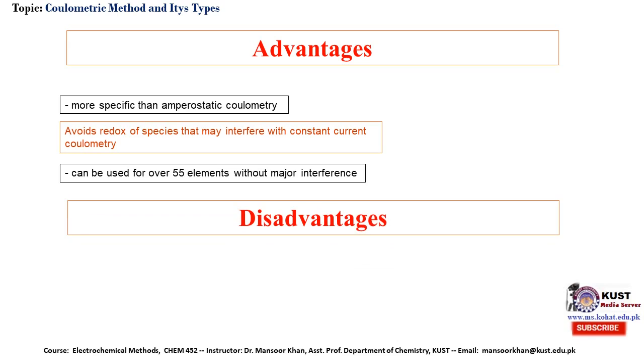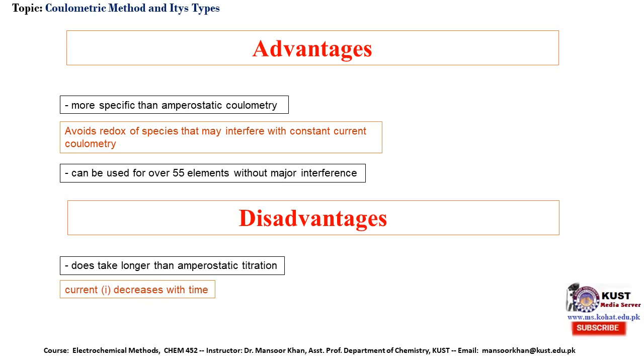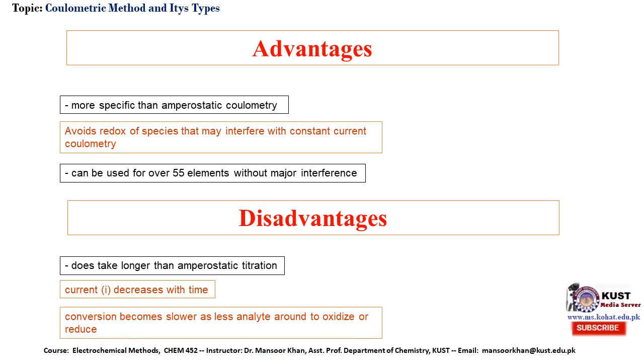While in disadvantages, it does take longer than amperostatic titration. It means that this technique is slower, or we can say time consuming, as compared to the amperostatic titrations. Current decreases with time. It means that the response is not constant. The current decreases with time, and also conversion becomes slower as less analyte is allowed to oxidize or reduce as the current decreases, so that's why the reduction and oxidation takes place slowly.